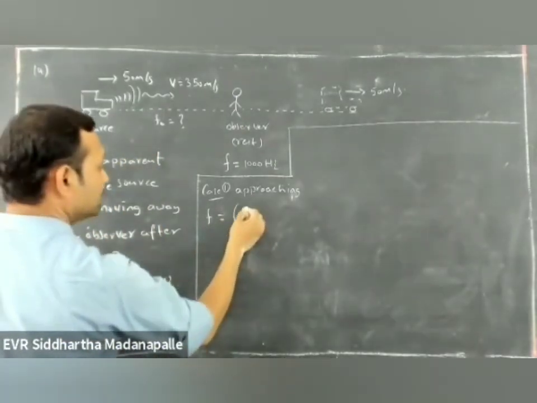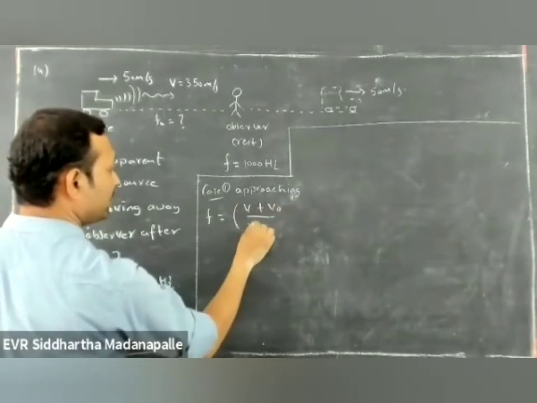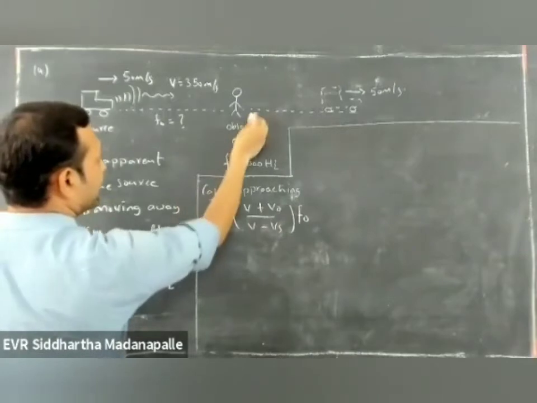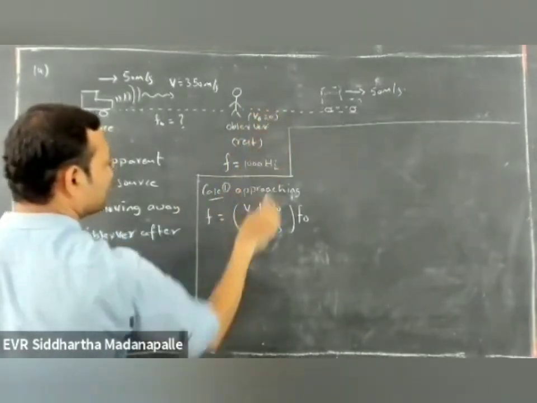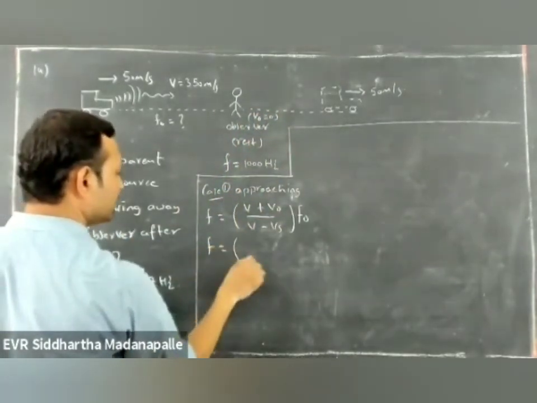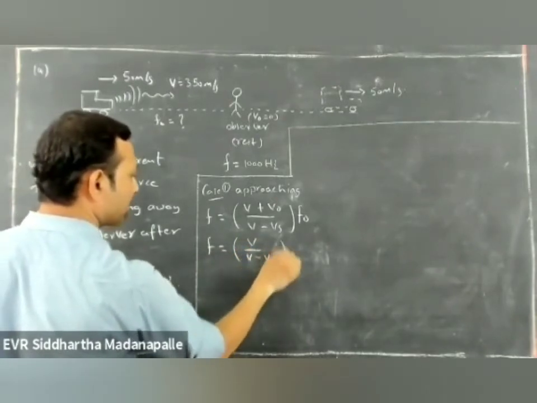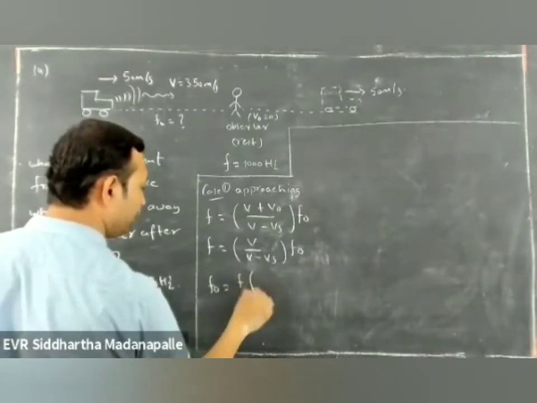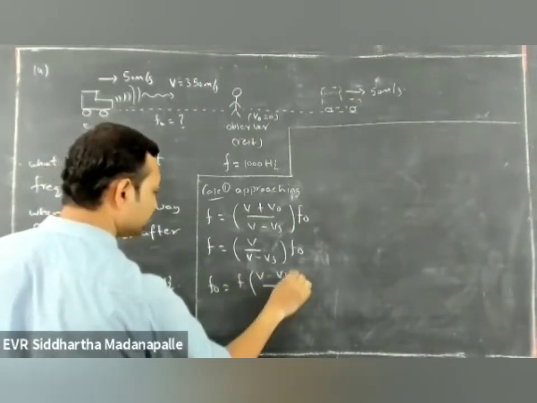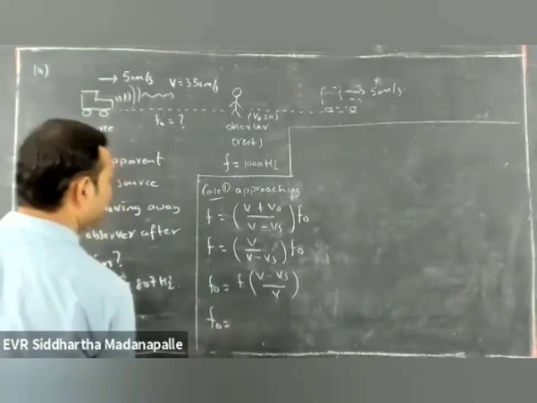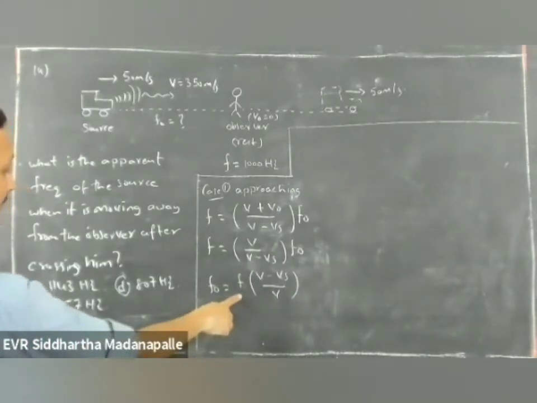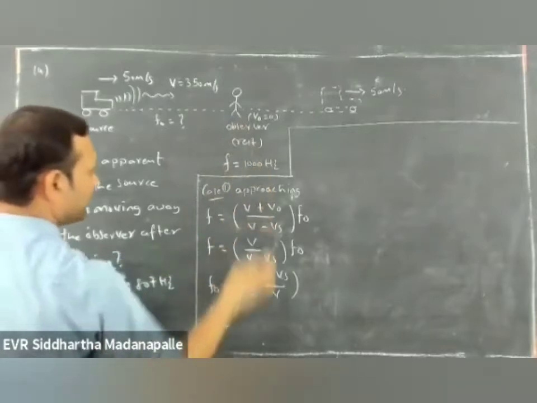Approach case upper side, so v plus v naught by v minus vs into f naught, and here the observer is at rest, means v naught value is equal to 0. So therefore what is f naught? F naught is equal to cross multiplication, f into v minus vs by v. So this is the apparent frequency received by the observer, enter 1000.